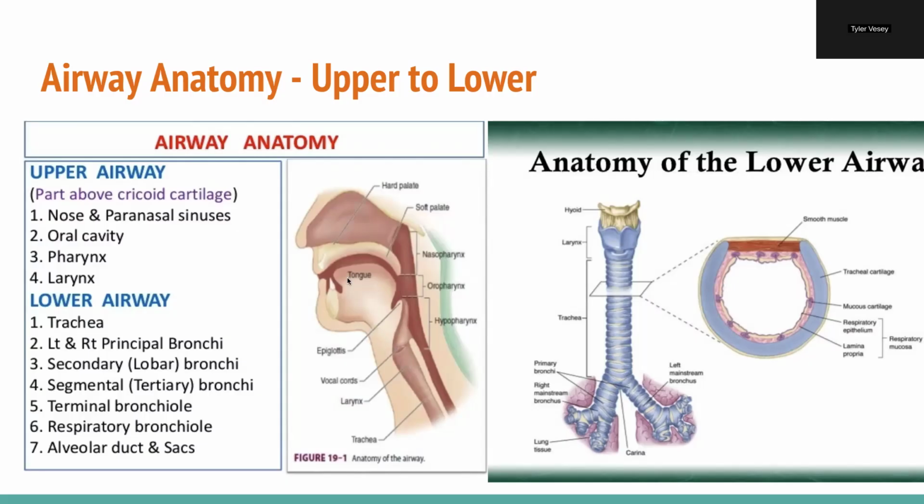So remember, go through the mouth, nose, into the pharynx, down into the larynx, where our vocal cords are. And we begin our lower airway. The lower airway is going to begin at our trachea, and it's going to come down into our bronchi. So we have our right and left mainstem, and that's going to separate into smaller bronchi, into bronchioles, and into our alveolar ducts and sacs.